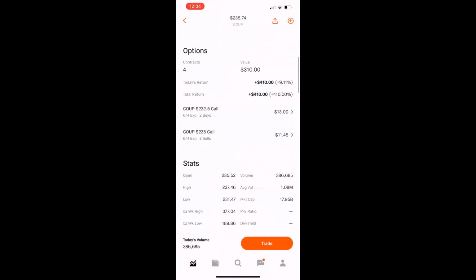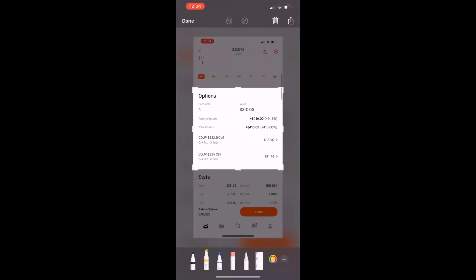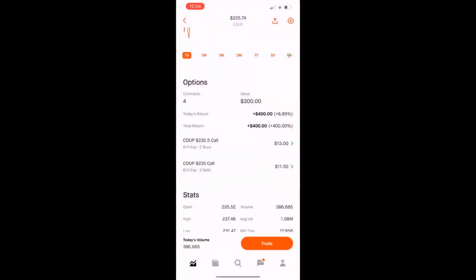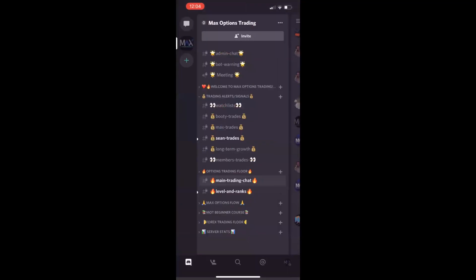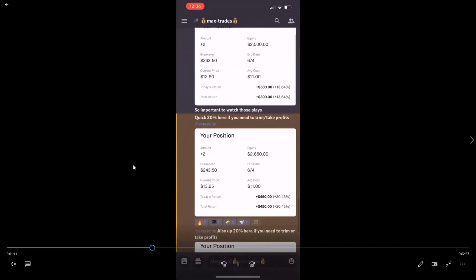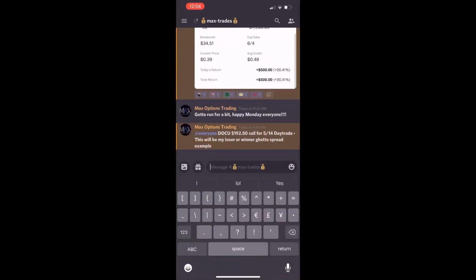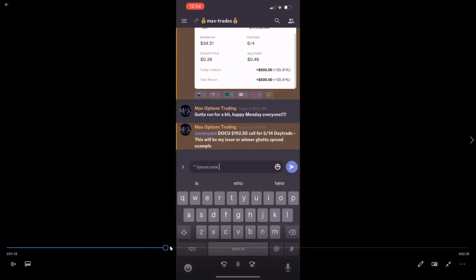And now this is what it'll look like in your account. Bang. 410. Coop is up nicely. That's what we secured no matter what. Can't do anything about it. Then I ran straight to my Discord as always. And I said, hey, we're up 18, 20%, guys. Let's manage some risk. We don't need any damn day trades.